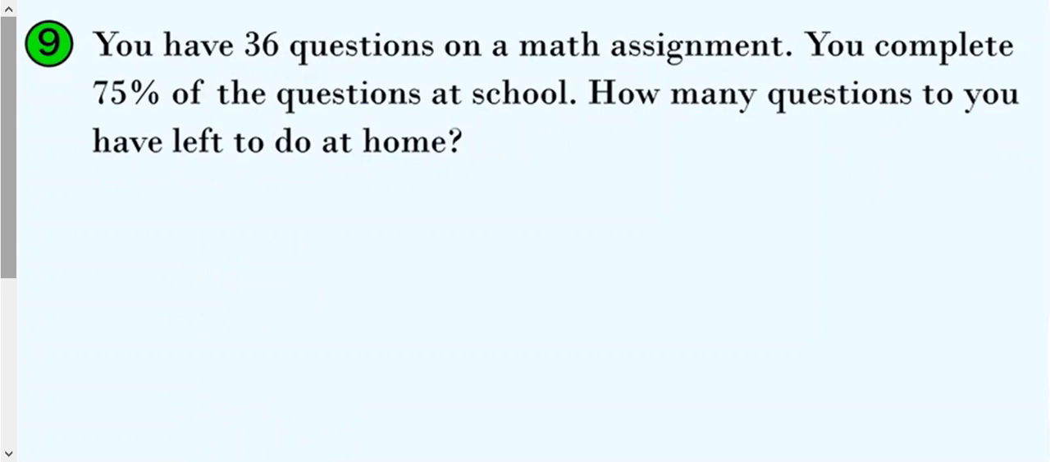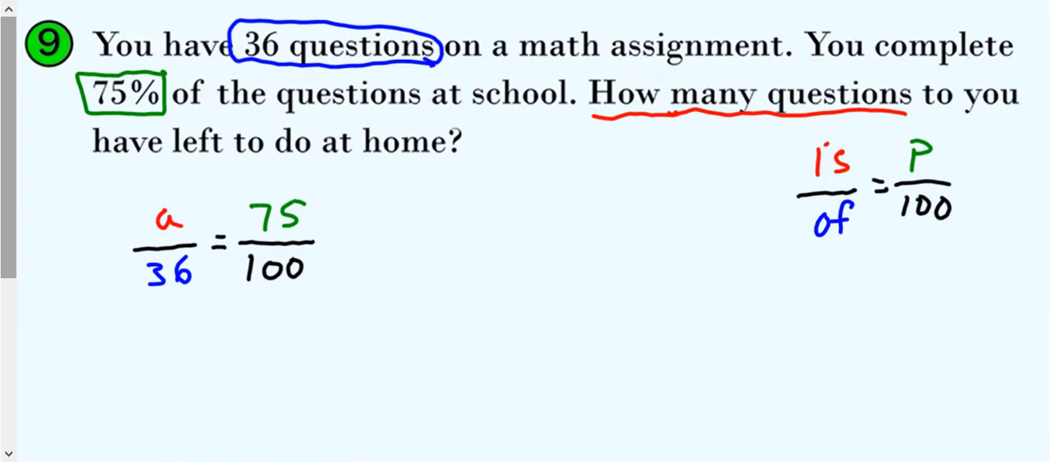Alright, last one. You have 36 questions on a math assignment. You complete 75% of the questions at school. How many questions do you have left to do at home? Alright, so setting up this question, I've went through and boxed the information. 36 questions is our total. That's the whole amount of questions that we have on the assignment. And we've completed 75%, so that's our percent. And we're trying to figure out how many questions you have left to do at home. So A is going to be our unknown. And now we can cross multiply to solve for A.